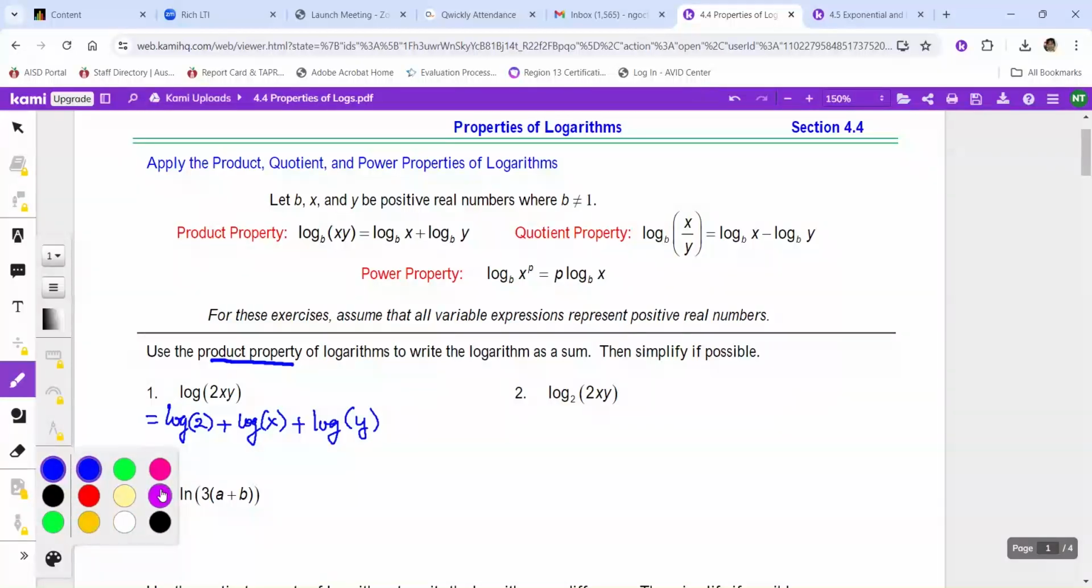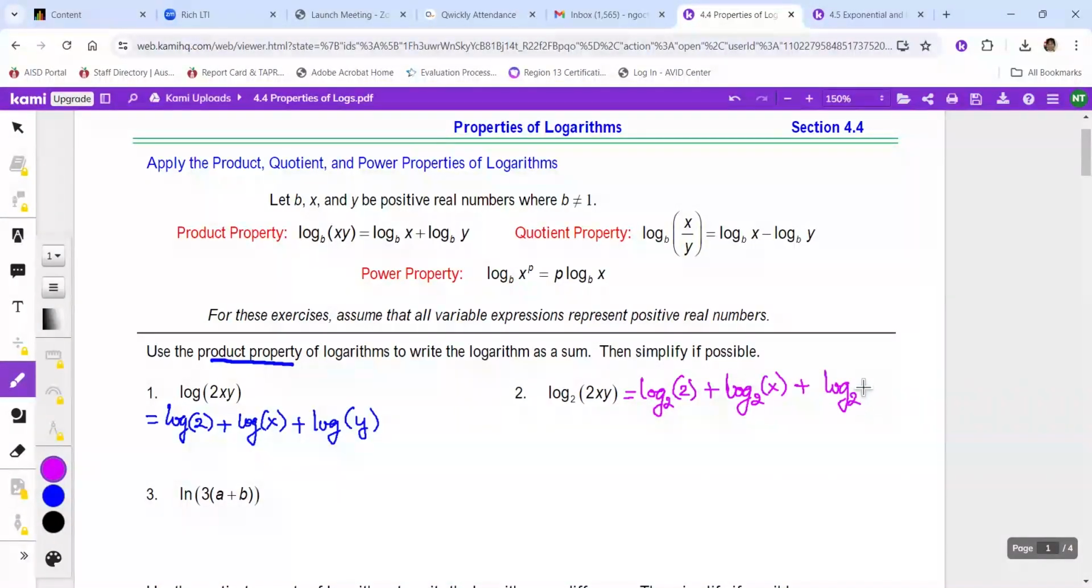Okay, so let's move on to exercise 2. This time we see the base. As you can see, exercises 1 and 2 almost look the same except for the base. Here the base is 2. So again, first I'm going to write log base 2 of 2 plus, since we are using the product property. We go from left to right and expand this: plus log base 2 of x plus log base 2 of y.